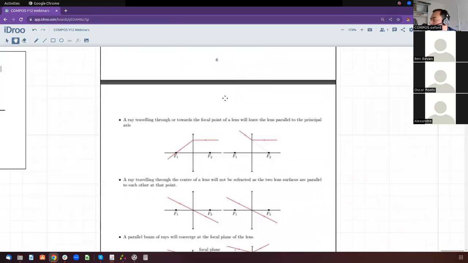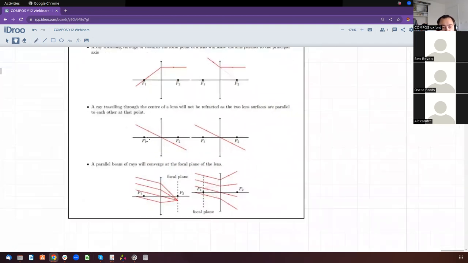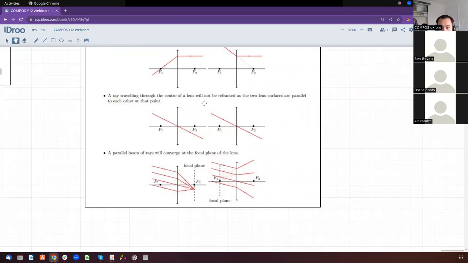In geometrical optics it always works both ways. So if you replace the image and the source, it still works. Sometimes you don't have an image, so that's a bad way of saying it, but all rays can be reversed in geometrical optics. If a ray goes through the focal point, it comes out parallel to the axis. And if it's traveling towards the focal point in a diverging lens, it comes out parallel to the axis. A ray traveling through the center of a lens will not be refracted, so we just go straight.